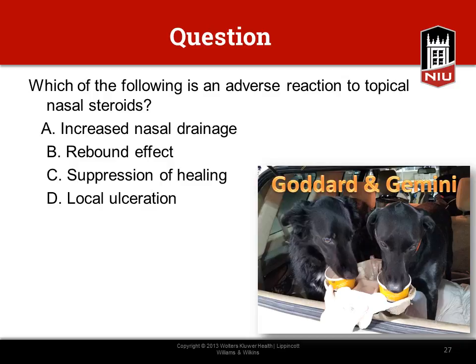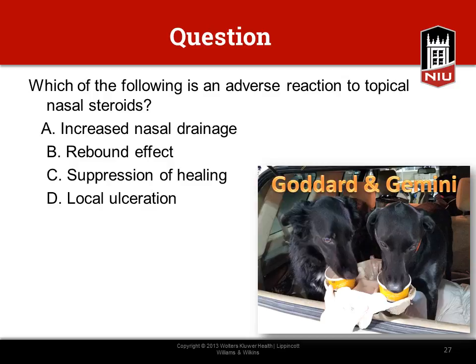Making sure you're still awake out there. Question: which of the following is an adverse local reaction to our topical steroids? Will you see increased nasal drainage, a rebound effect, suppression of healing, or local ulceration? Think about it. Don't make me call on names. It's awfully quiet out there.